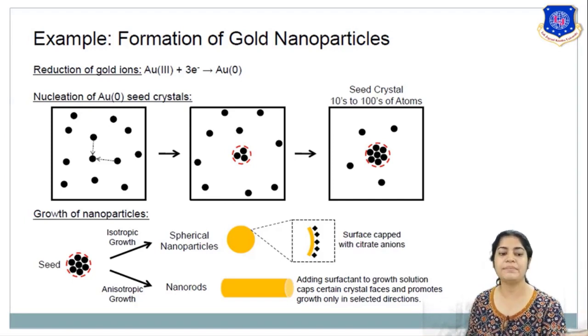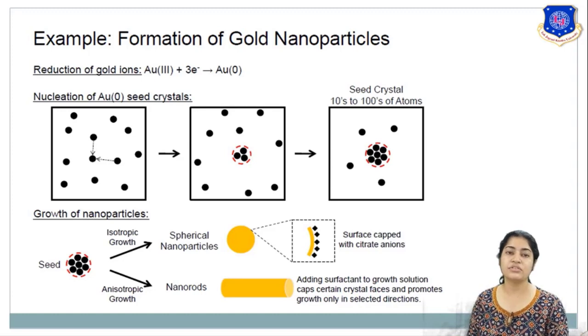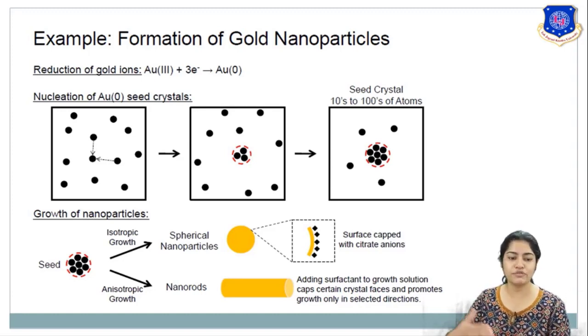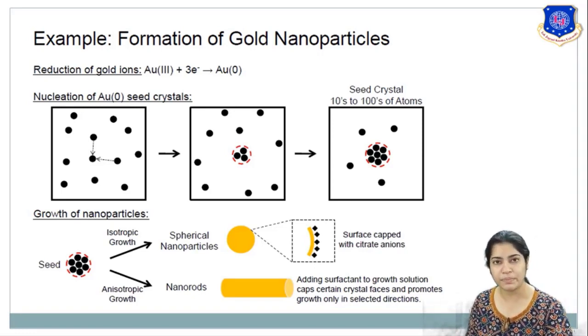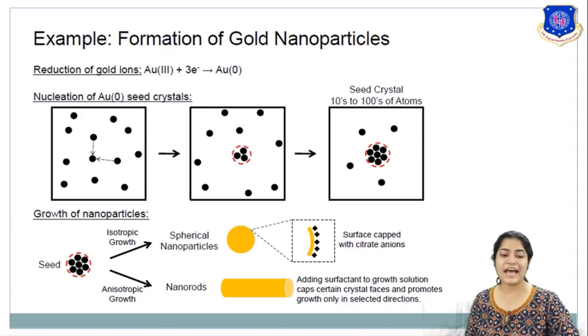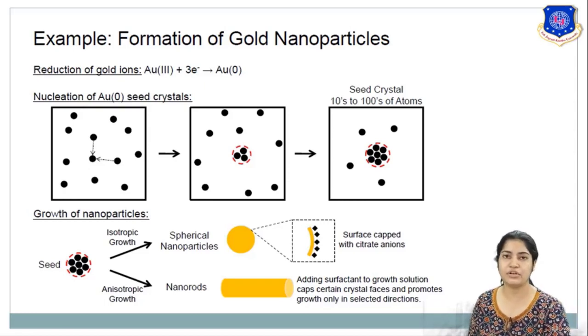And so you can see here, because of certain prevailing forces between those atoms, they are merging together, agglomeration is happening. So now you can see that in the seed crystal, 10 to hundreds of atoms have been joined together, right? So this is the growth of the nanoparticle. This is the stage of growth. If this seed continues to follow isotropic growth, then you get spherical nanoparticles. If anisotropic growth is there, then you get nanorods. This isotropic and anisotropic growth depends on the parameters of your system, right? So this way you can see the formation of gold nanoparticles.